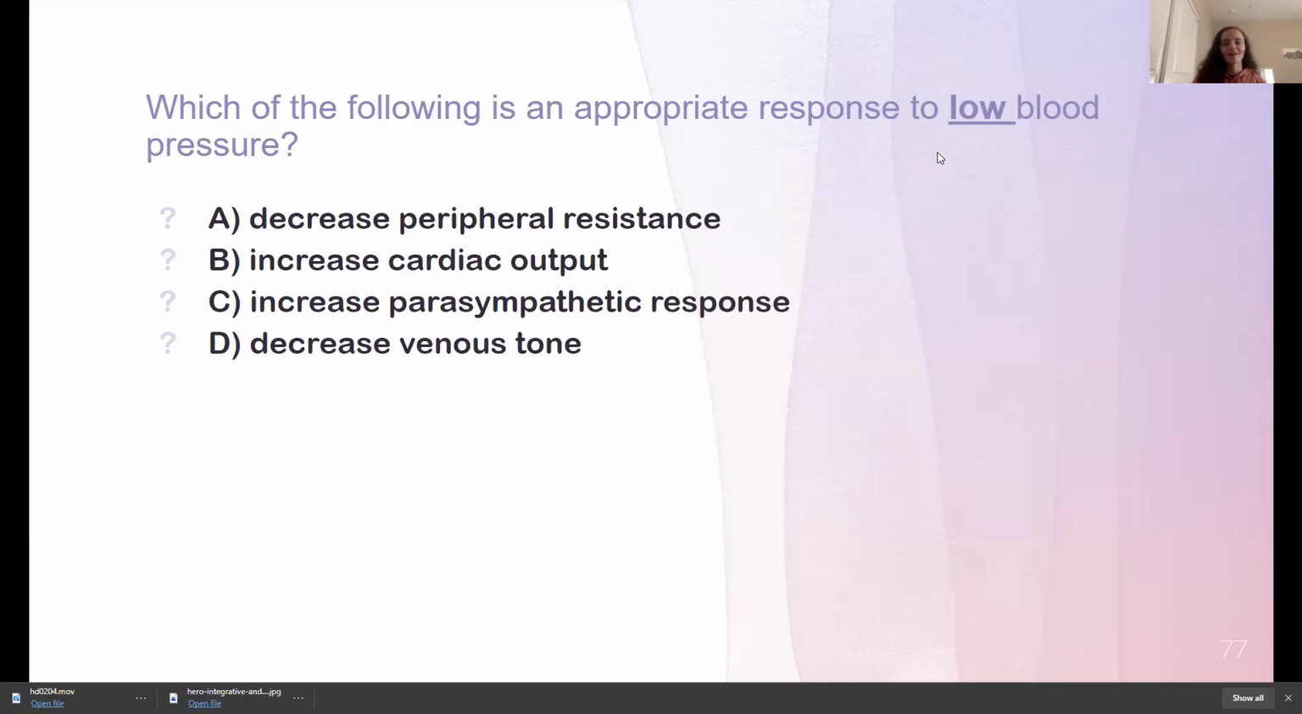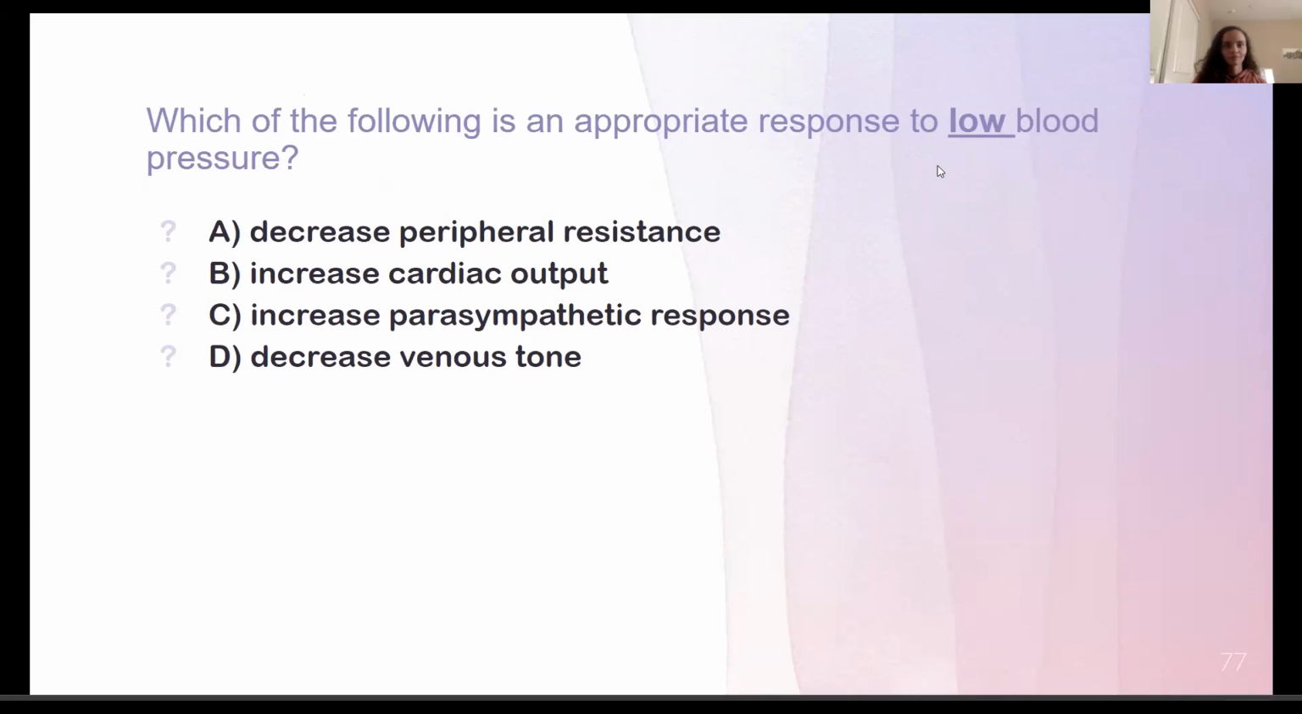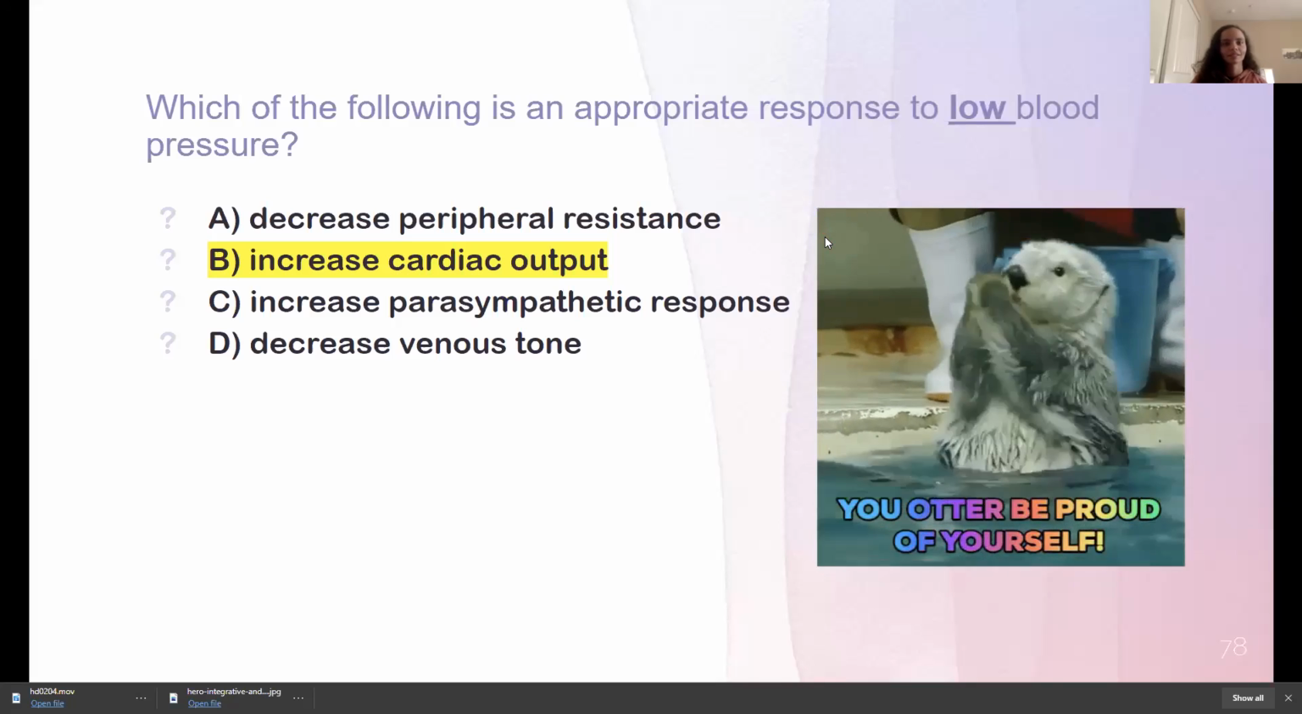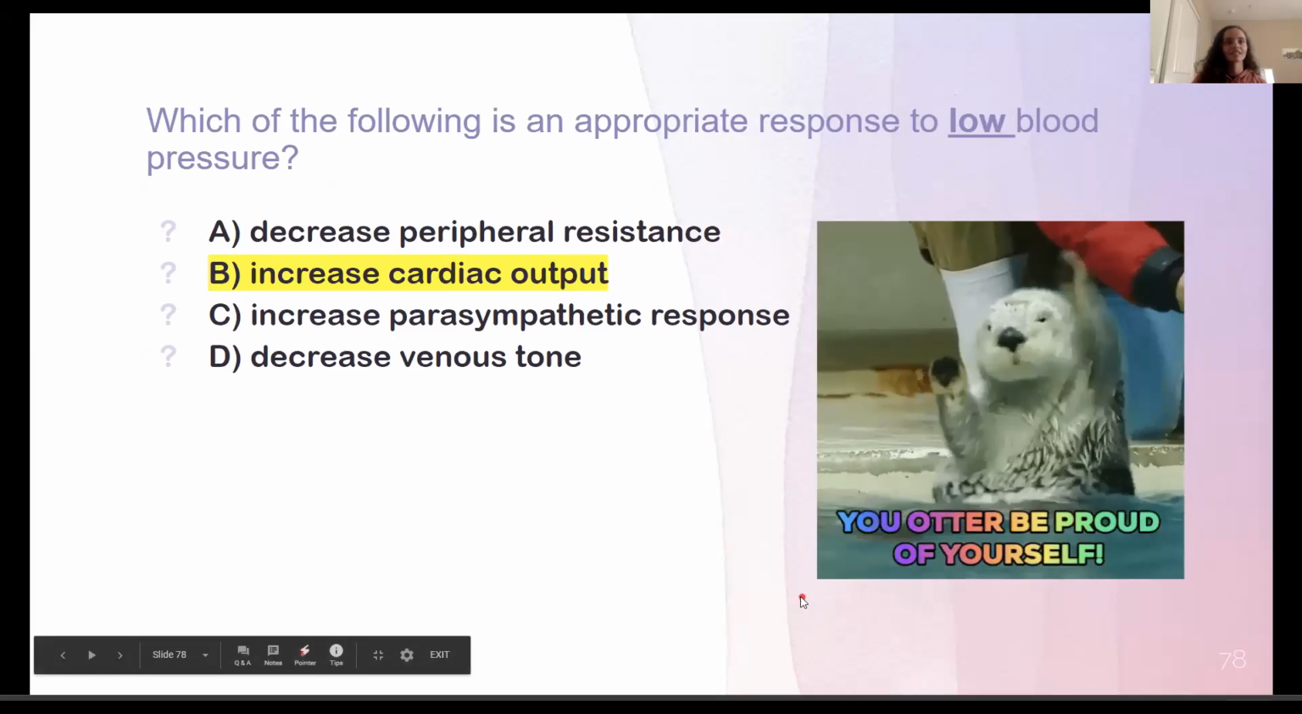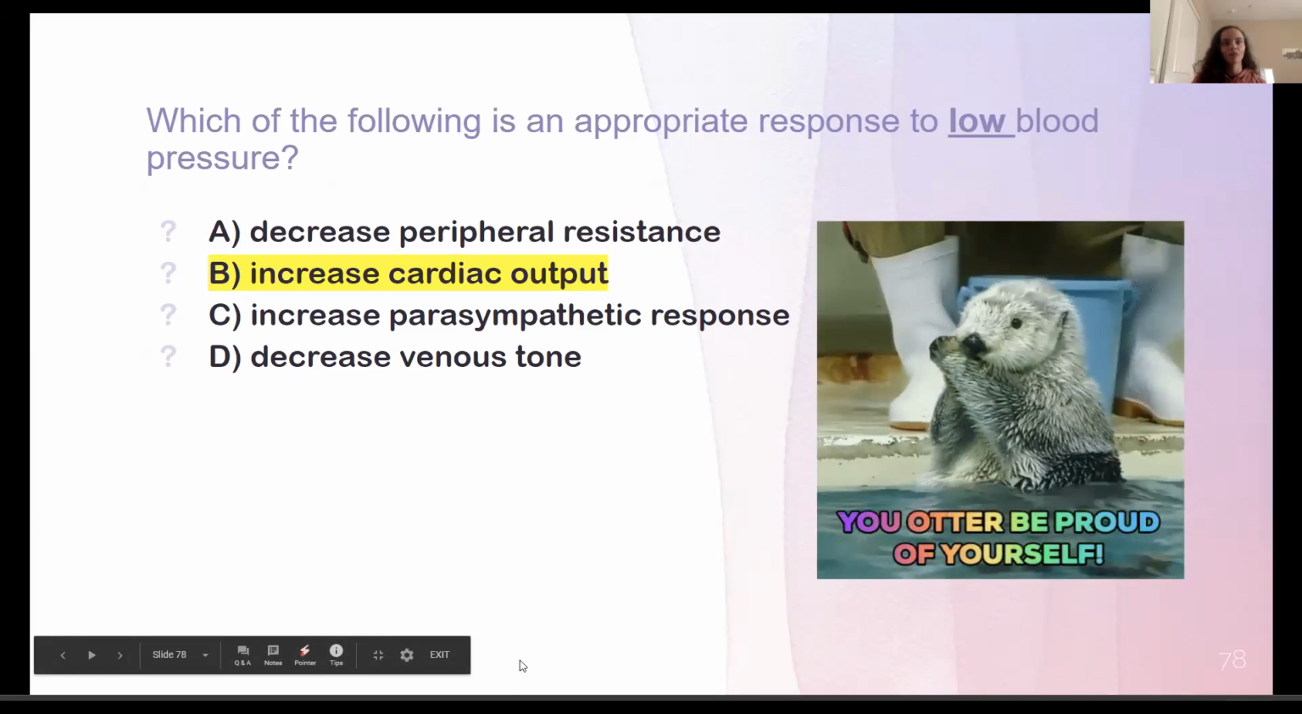So I have a little question here. I'm going to launch the poll now for you guys. Take a few seconds to answer. Okay, I'm going to stop it now. Jose, if you could reveal the right answer. Yeah, you guys got it. The right answer is increased cardiac output. Good job.